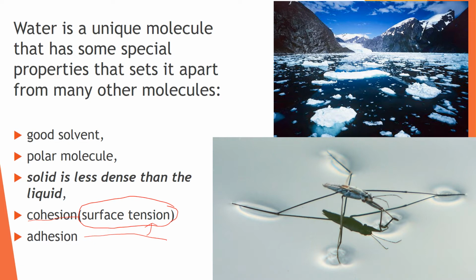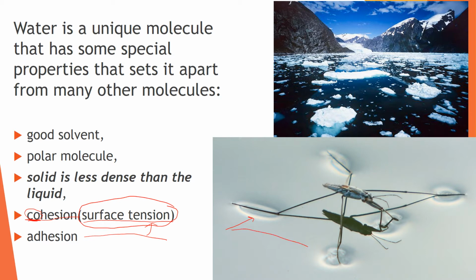Now, what's the difference? Co means kind of together, right? So cohesion is the property of water molecules where they like each other. Because they are polar, they tend to stick to each other. So what this means is there's forces between water molecules, and that creates almost like a skin on the surface of water.